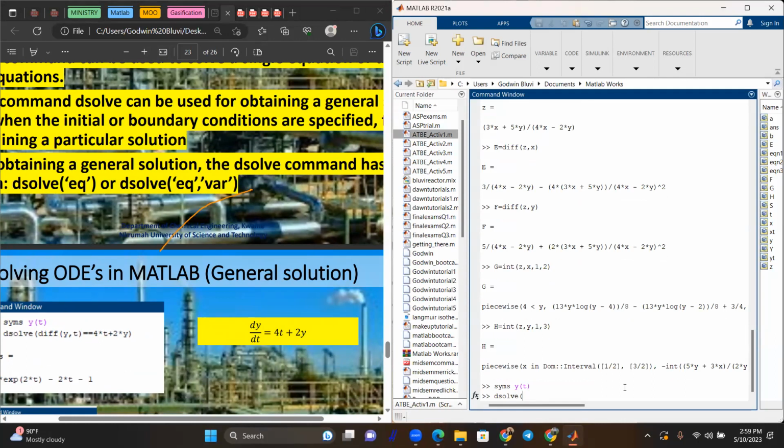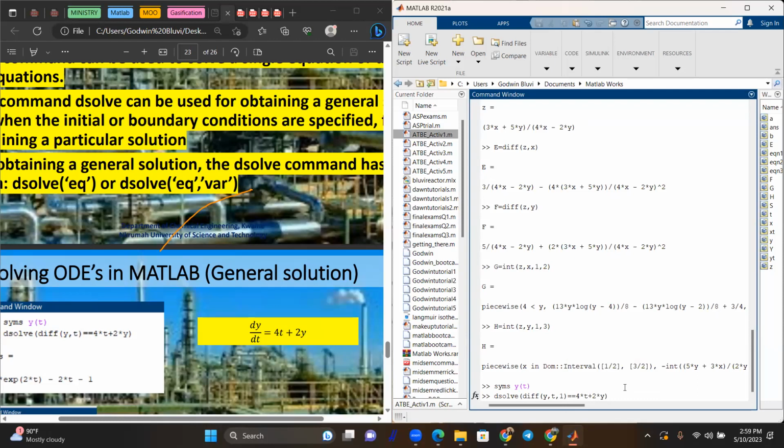open bracket. So we want to write dy over dt. So dy over dt this time will be diff, open bracket, y, comma, t, the first derivative. Do you understand? So if it's d squared y on dt squared, that will be diff, open bracket, y, comma, t, comma 2. That's d squared y on dt squared. Do you get it? And then the double equal to sign, 4 times t plus 2 times y, right? Then you close the bracket.